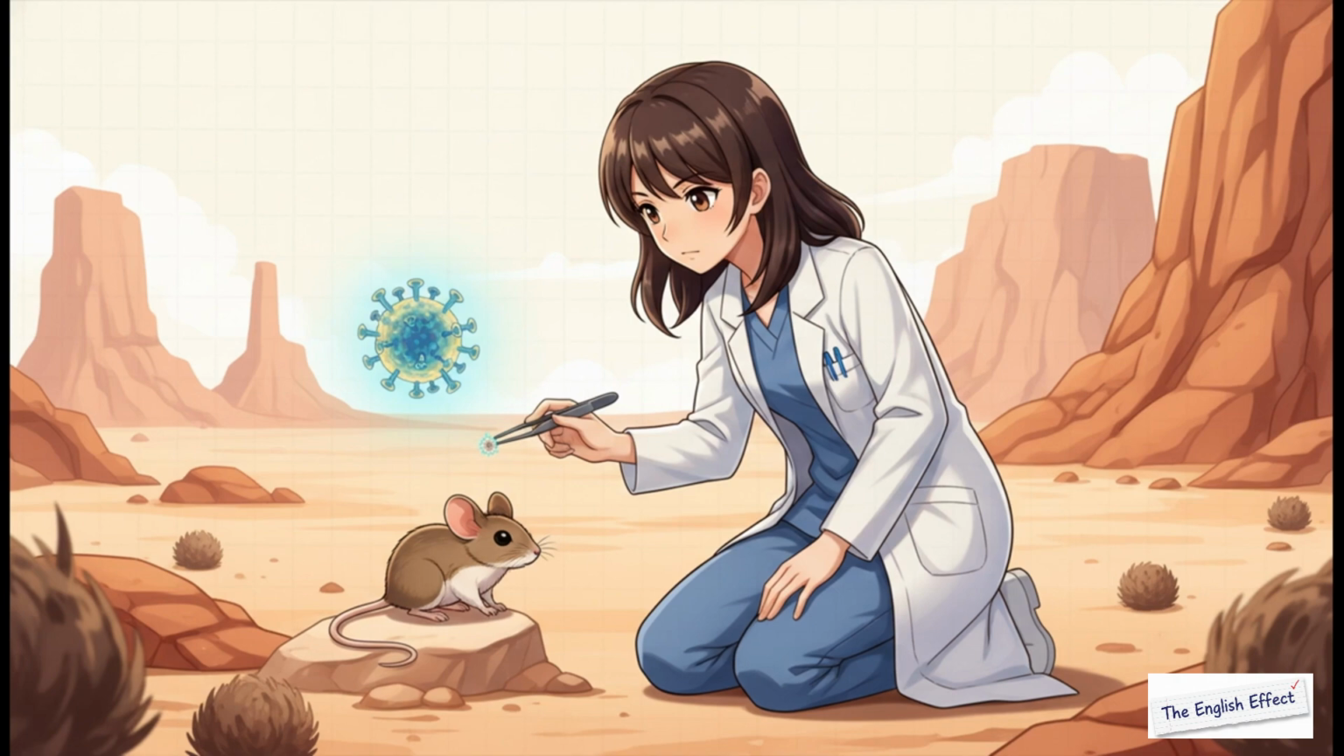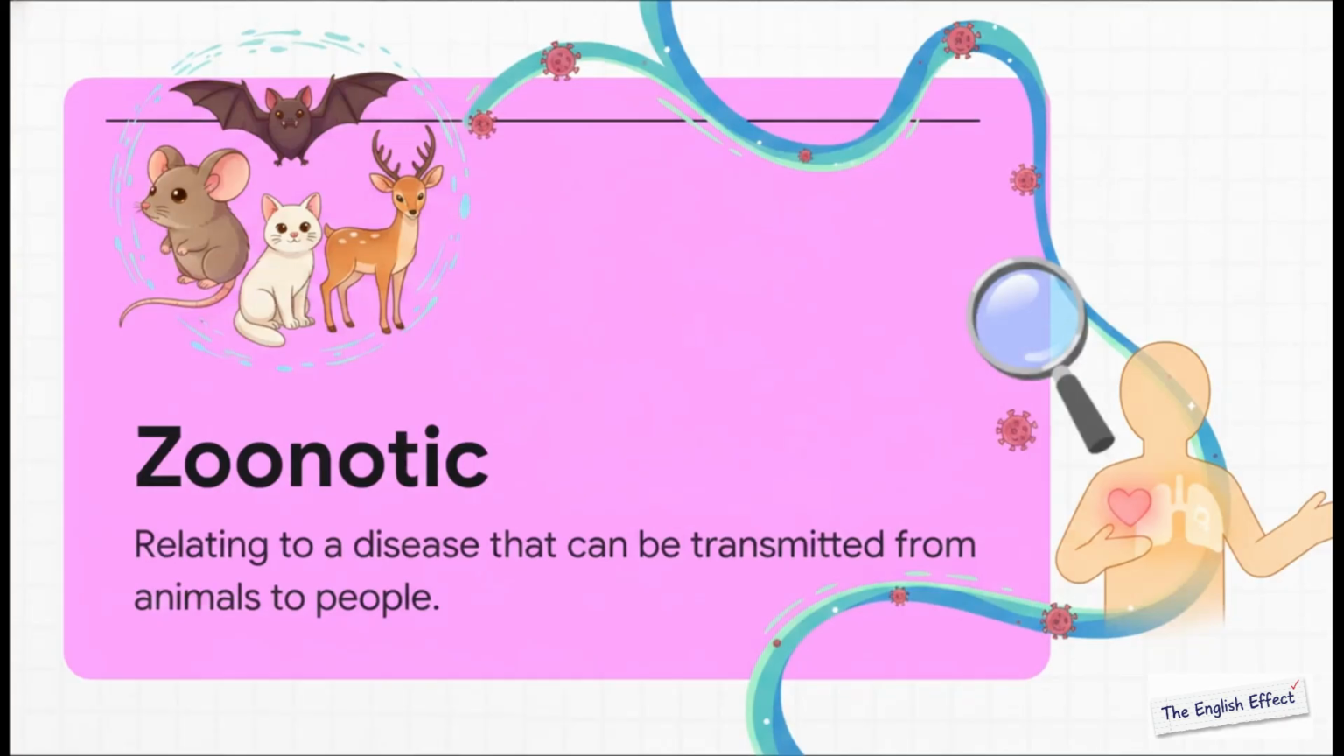And you know, this connection right here between an animal and a human disease brings us perfectly to our very first vocabulary word. And that first key term is zoonotic. Let's sound that out together carefully. Zoonotic. Zoonotic. Now, the definition is relating to a disease that can be transmitted from animals to people. Let's look at our sample sentence. Hantavirus is a zoonotic disease because humans catch it from infected mice.